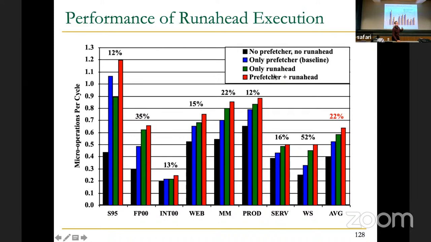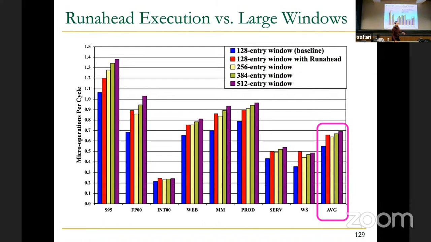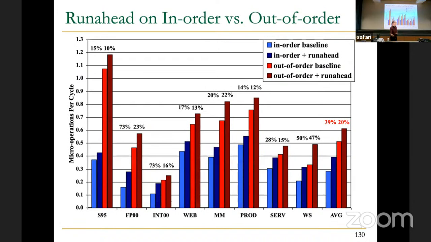And it also gets close to the performance of a very large instruction window at the time. Again, these are results from 2002, basically. So you can basically get the benefits of a 384 entry window without building that window. This is an instruction window. And it works for out-of-order and in-order processors, basically. And you can see that in-order processors' performance improvement is even higher, because an in-order processor by nature doesn't have a lot of latency tolerance built in, right?